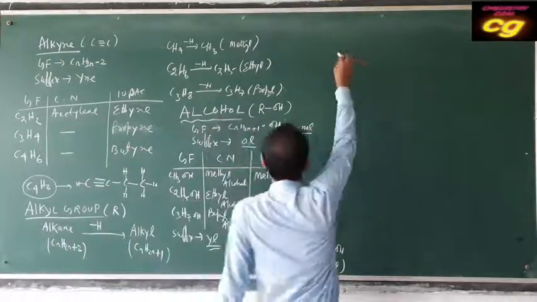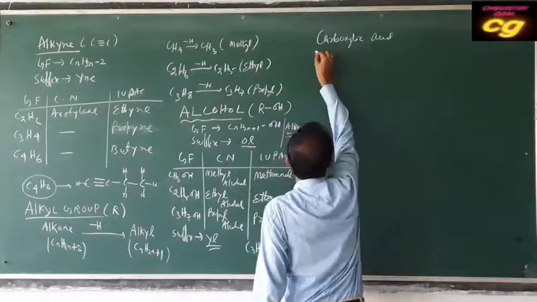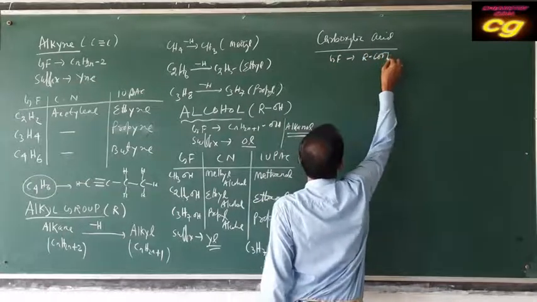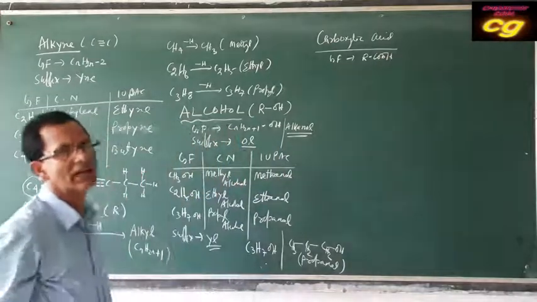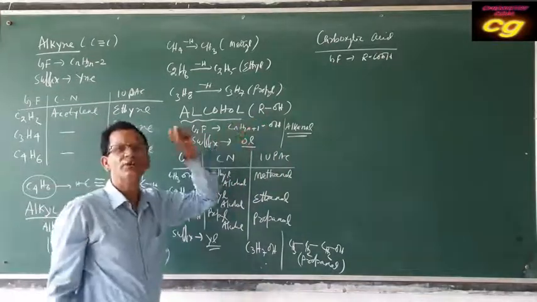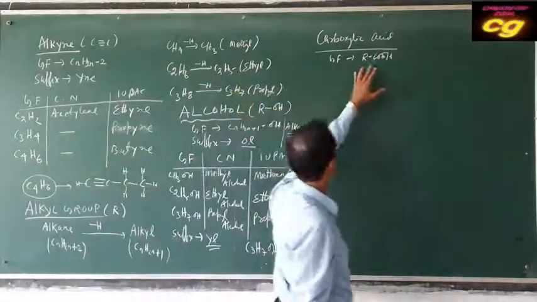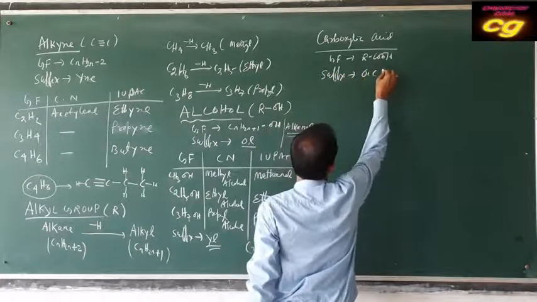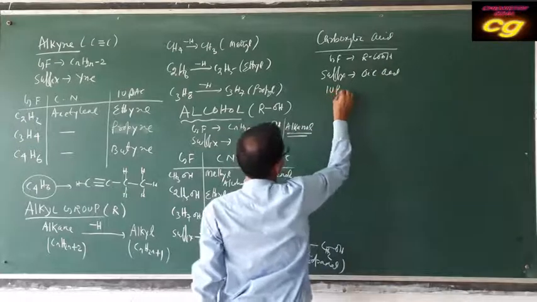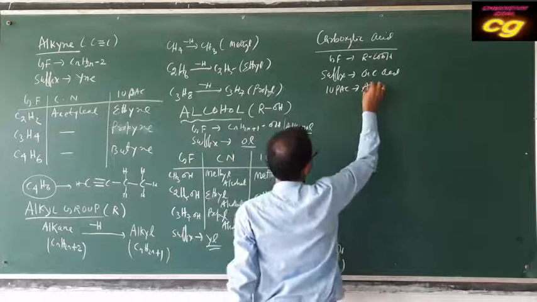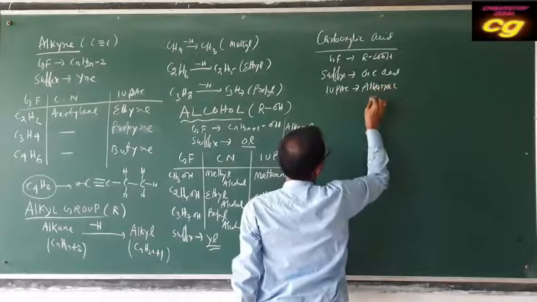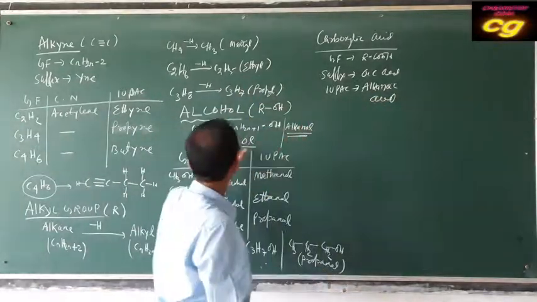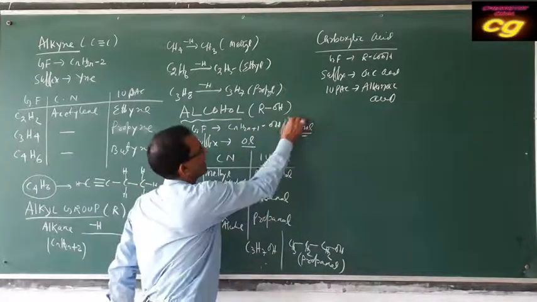Then carboxylic acid. The carboxylic acid general formula is RCOOH. What is COOH? This is called the carboxyl group. What is OH? Hydroxyl group, already told. So the suffix is -oic acid, and your IUPAC name is alkanoic acid. Alkanoic acid, you have to remember. Carboxylic acid group means alkanoic acid. ROH means alkanol.